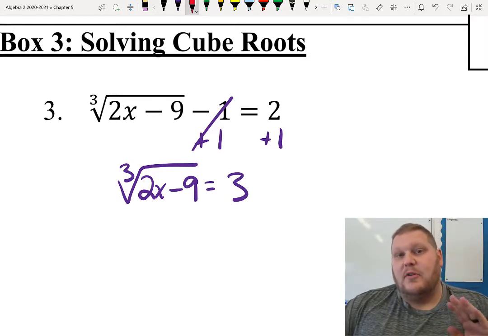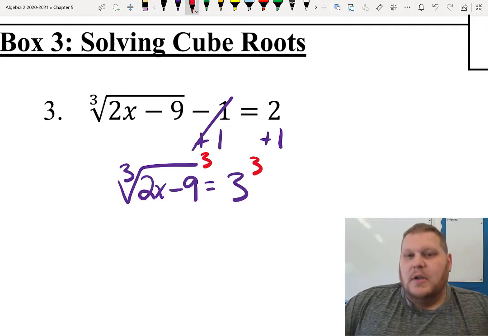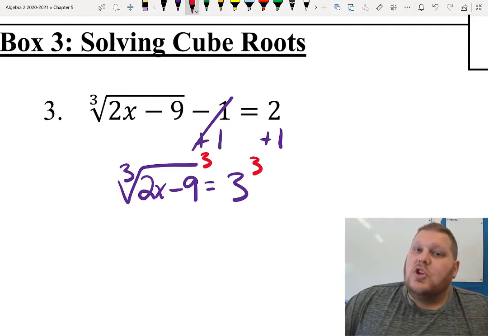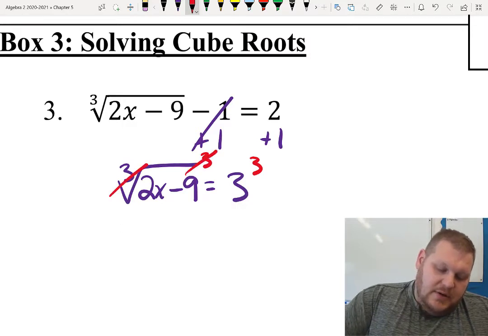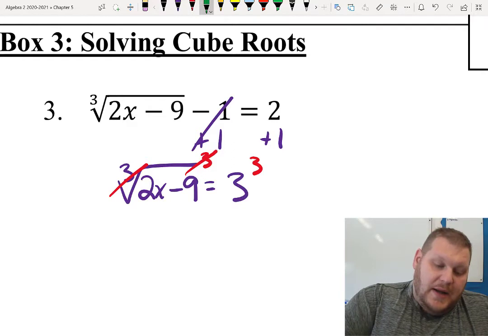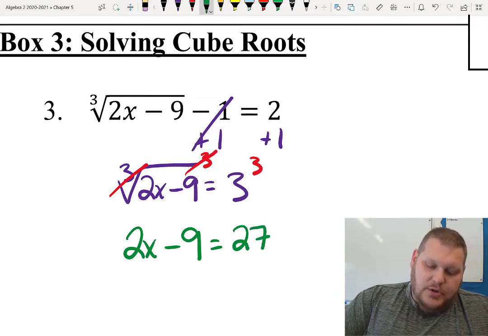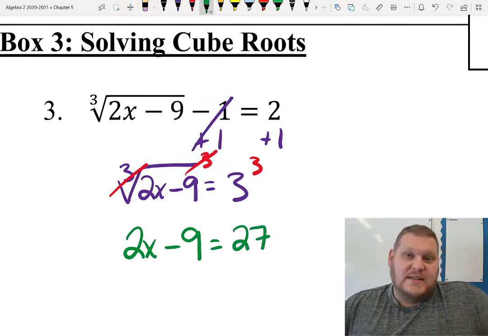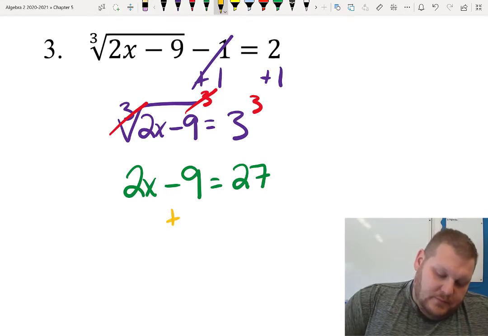So now to get rid of that root, I have to raise it to the same power. Since I have to do a cubed on the left side to get rid of my cube root, those will cancel each other out. Now, on the right side, I have to do 3 cubed, 3 to the 3rd power. So 2x minus 9 equals, you can use your calculator or your super big brain to know that 3 cubed is 27. And from here, we'll go through and solve as we know how.